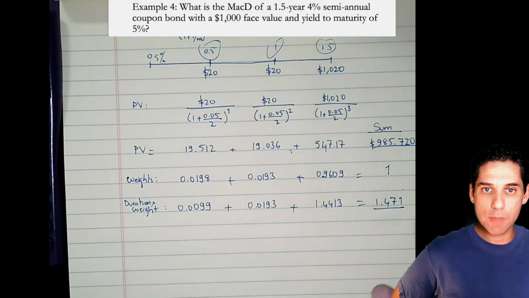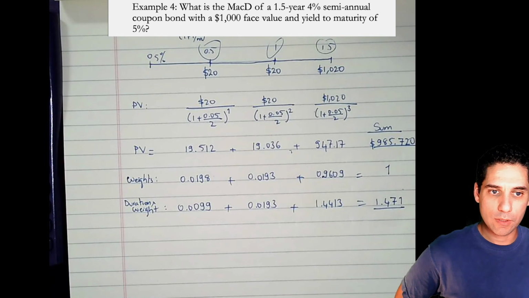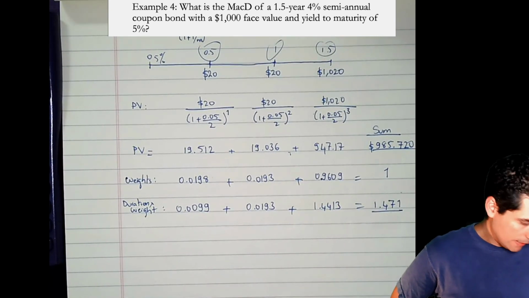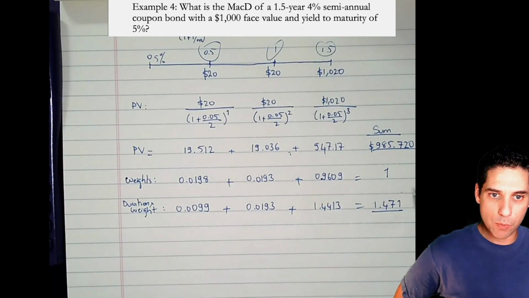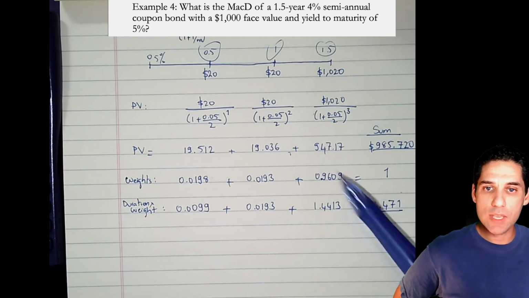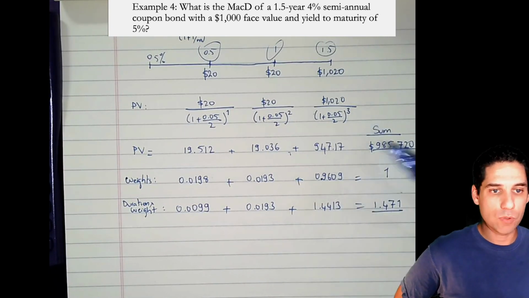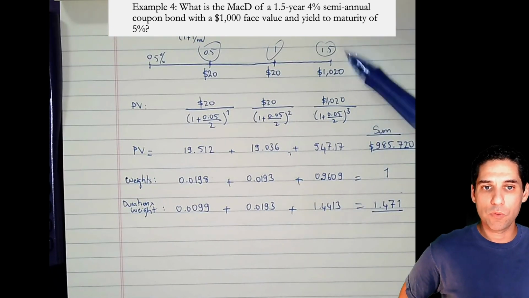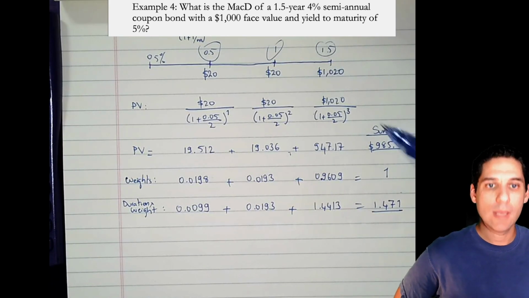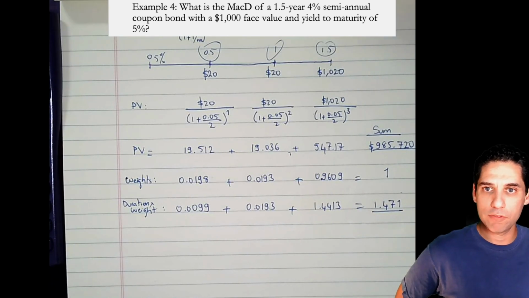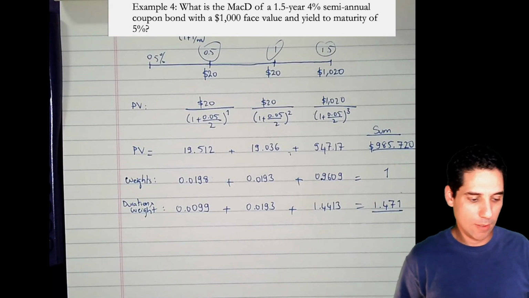1.471 years is the MacD of this coupon bond, and it's quite a bit less than the previous one, meaning that if the yield changes from 5% to something else, the price of this bond will move much less than the price of the bond in example number 3.